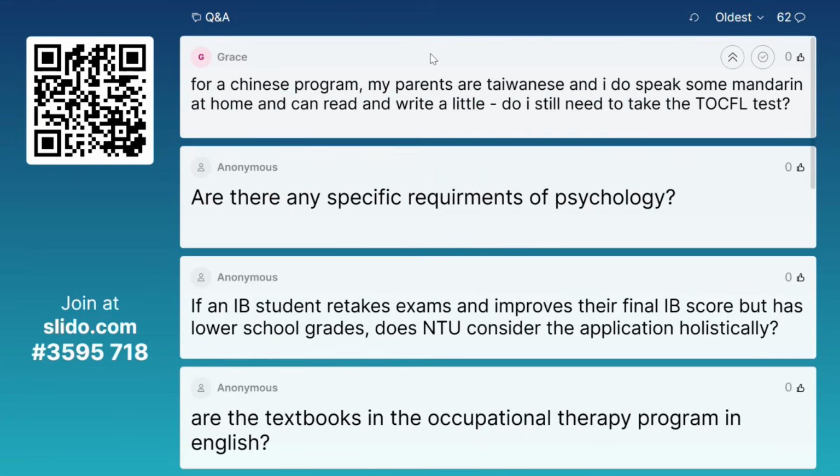For the Chinese-taught program, my parents are Taiwanese, and I speak some Mandarin at home. I can read and write a little. Do I need to take the TOEFL test? If you apply for NTU admission as an overseas Chinese student, there is one exemption: you don't have to take the Chinese exam if your mother tongue is Mandarin. You can submit a document so that you don't have to take the exam. So it depends on whether you think your mother tongue is Chinese.